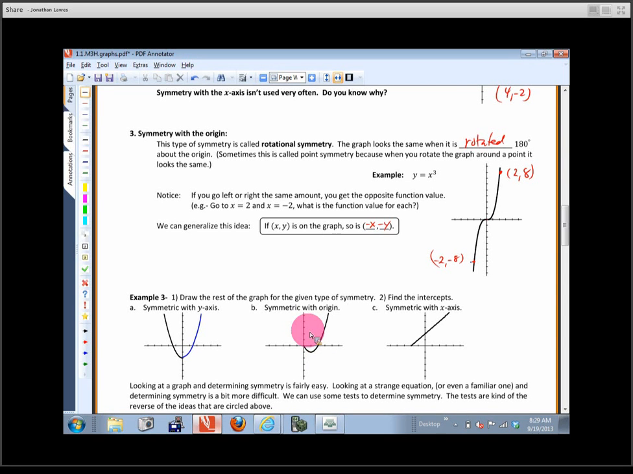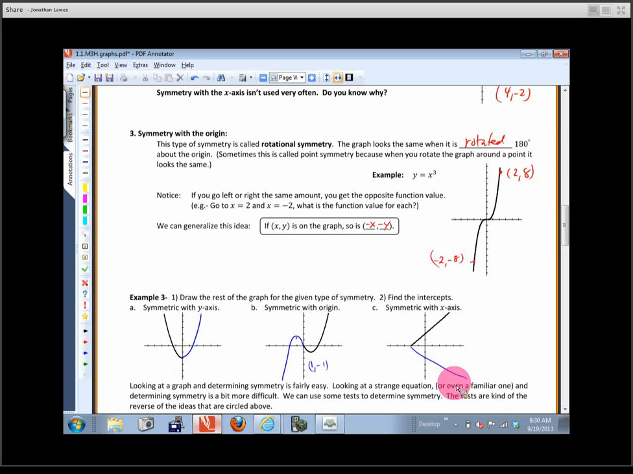Well, let's think about this for just a second. This point looks like 1, negative 1. If it's symmetric with the origin, where would that point be if I reflected it? Or, sorry, rotated it? Negative 1, 1, it would be up here, okay? So it's going to look something like this, okay? See how if we turn that 180 degrees around the origin, it looks exactly the same? And then what if this was symmetric with the x-axis? Top should look the same as the bottom, so it would look something like this, okay?